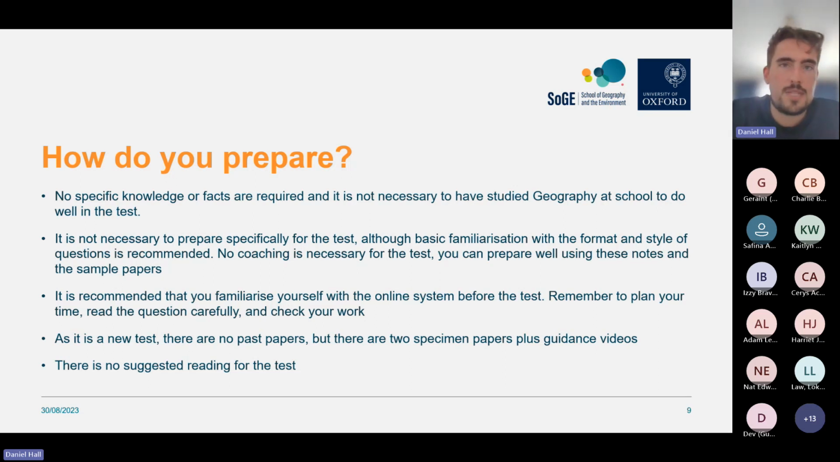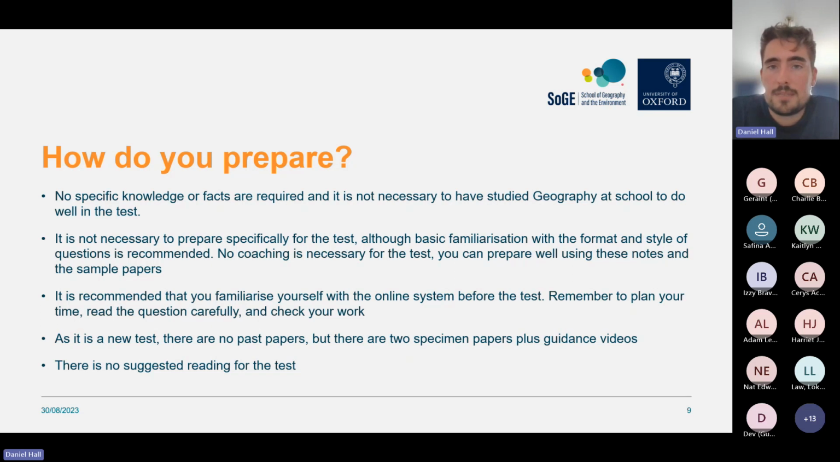You shouldn't really need any coaching, and you can prepare well enough using the notes on the university website and the specimen papers. So we recommend that you familiarise yourself with the online system before the test, and I'll talk a little bit about that later on. Remember to plan your time and try your best to keep to the suggested timings that we've given you. Read the question carefully and check your work.